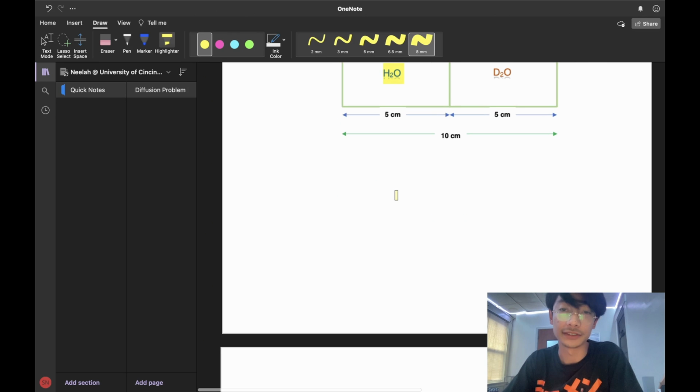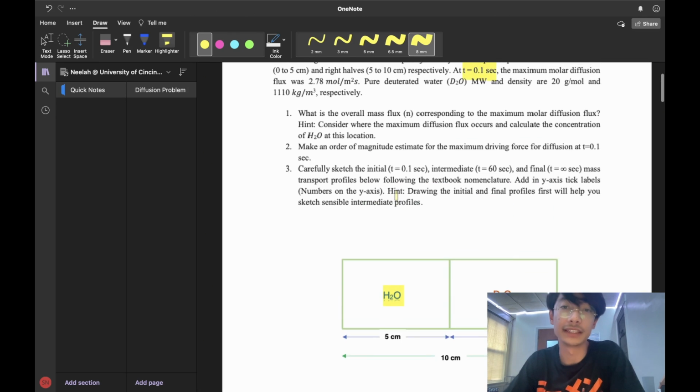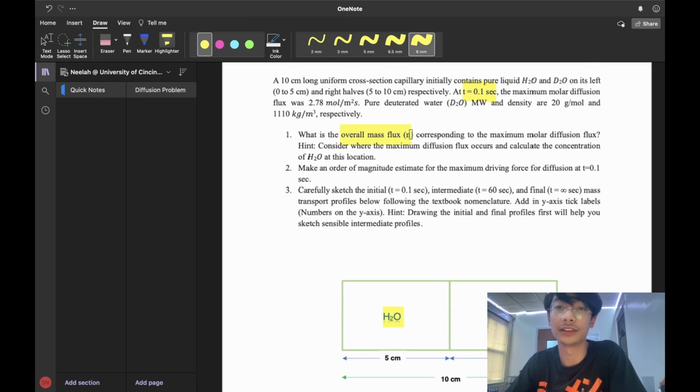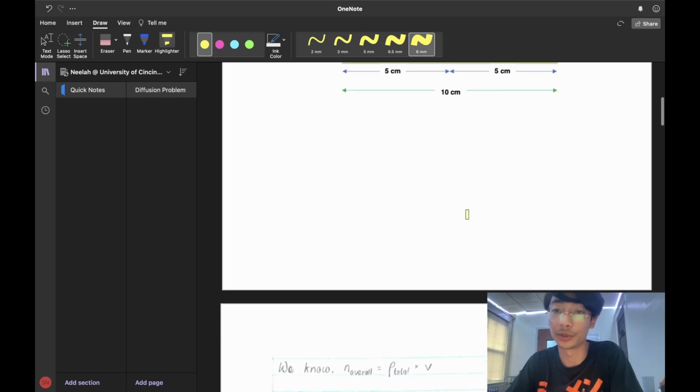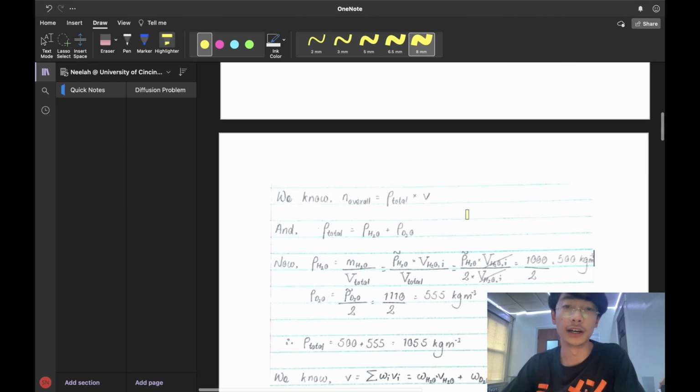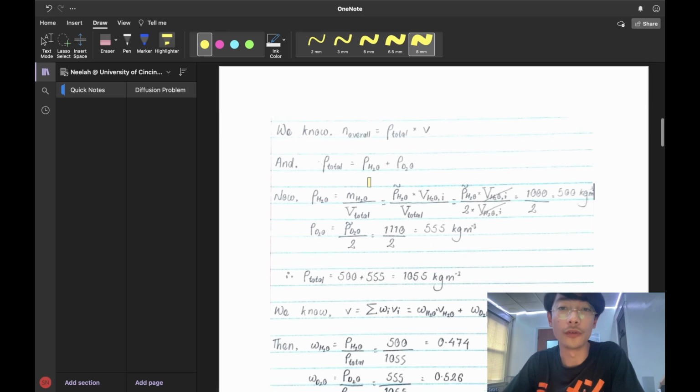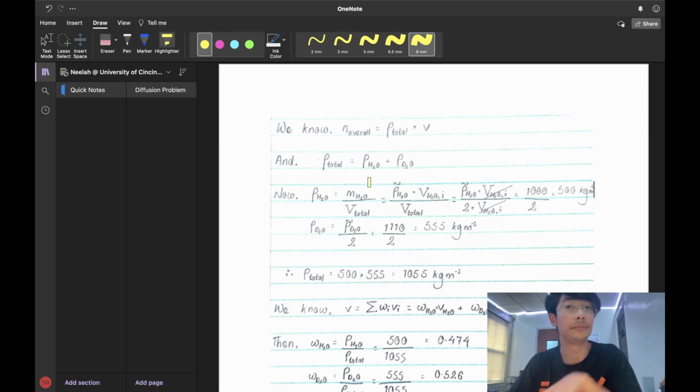So now that's out of the way, let's calculate the overall mass flux at t equals 0.1 second. The first thing that we know about the overall mass flux is that it is the product of the total mass concentration times the mass average velocity, which is written right here. The question hasn't provided us with either one of these values. So what can we do? We can just calculate them.